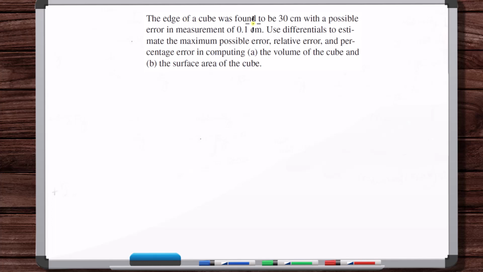The edge of a cube was found to be 30 centimeters with a possible measurement error of 0.1 centimeters. Use differentials to estimate the maximum possible error, relative error, and percentage error in computing the volume of the cube and the surface area of the cube.